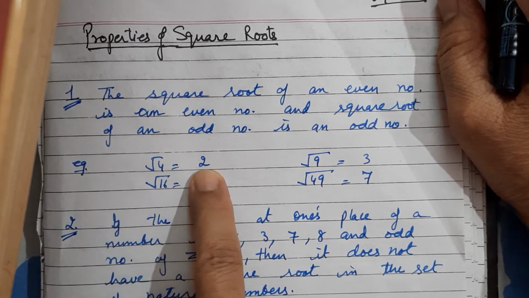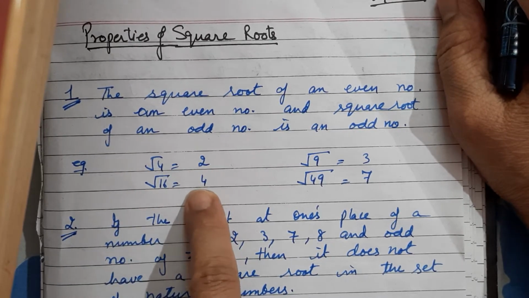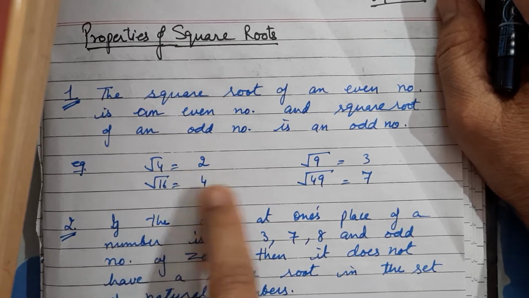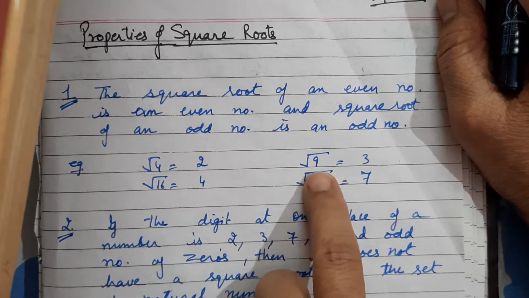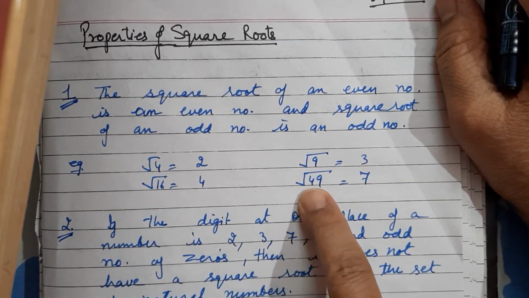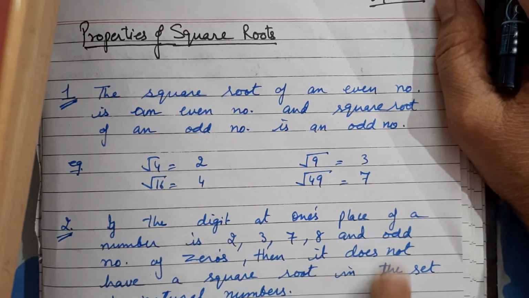Square root of 4 is 2. Square root of 16 is 4. So even number, even number. This is also even, even. Here odd number, 49 is odd. Its square root is also odd.